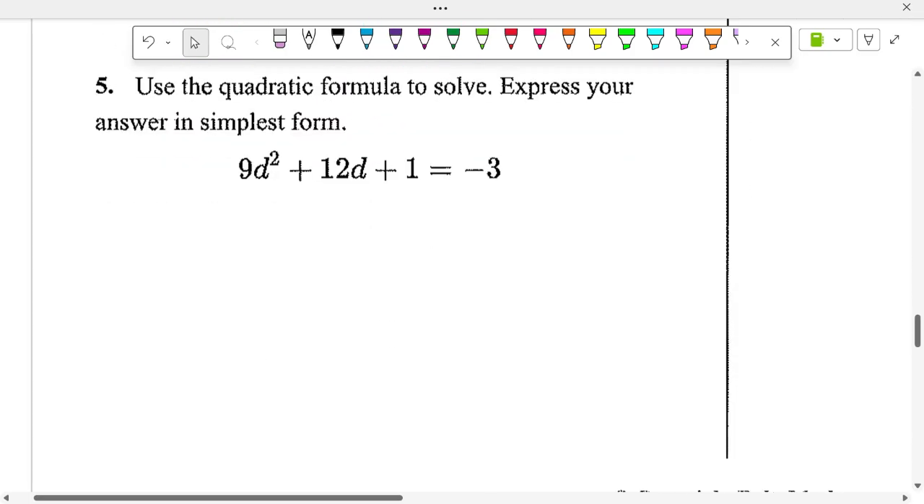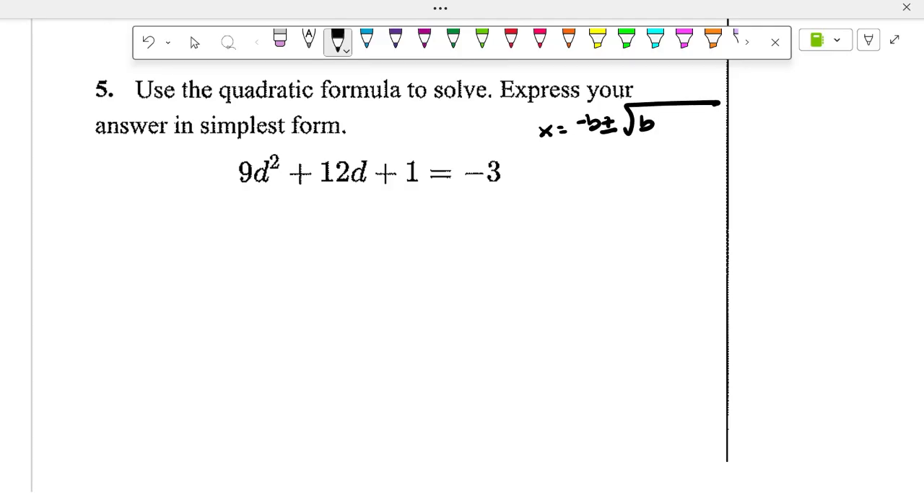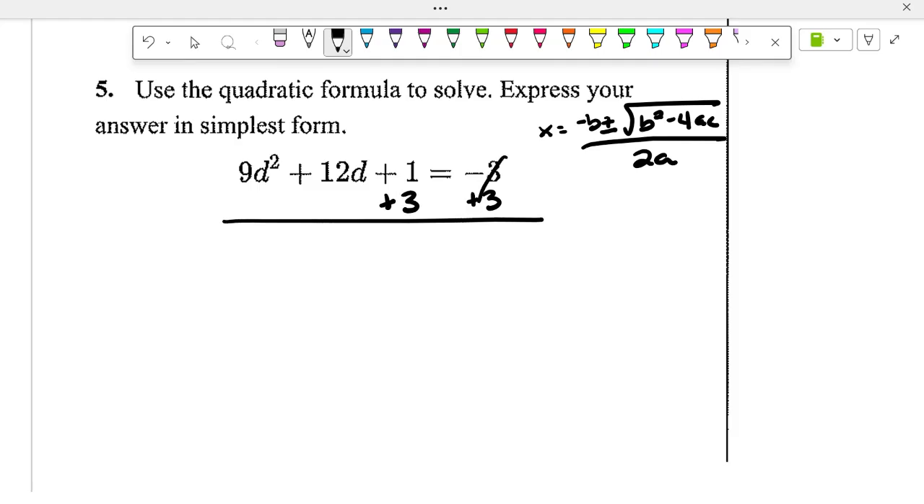All right, now since we got a pretty good understanding of simplifying radicals, let's do some quadratic formula. Just again for reference, the quadratic formula is x equals negative b plus or minus the square root of b squared minus 4ac, all over 2a. So first things first, number 5. Do I have it in standard form where one side is equal to 0? No. So what do I got to do? Add the 3 over. This will be 9d squared plus 12d plus 4 is equal to 0.